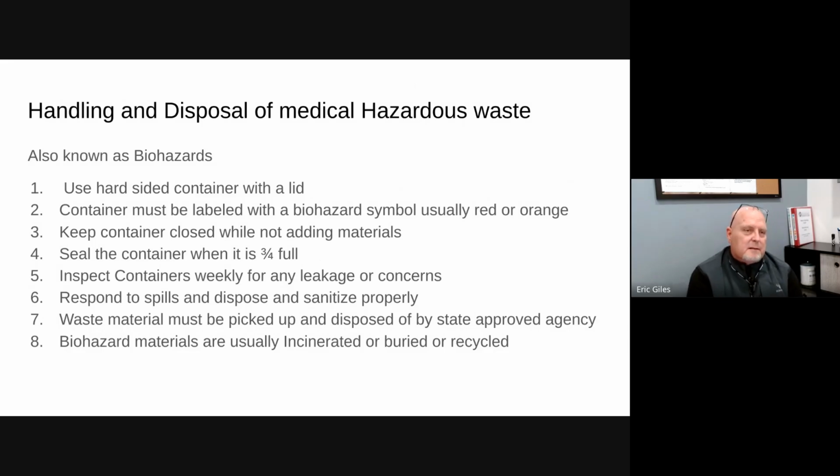So I see this a lot in the clinics that I go into. You'll see a hazard container, but the lid's wide open. So we need to try and keep those closed while we're not filling it, and then only fill it to 3/4 the way full. You don't want to stuff them so full that you can't close the lid. So we should have plenty of those, so we have plenty of room for all of our contaminated items.